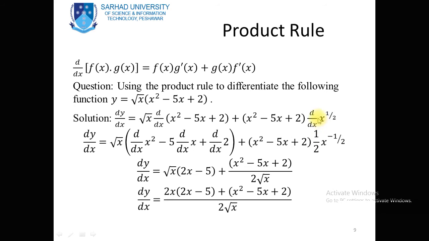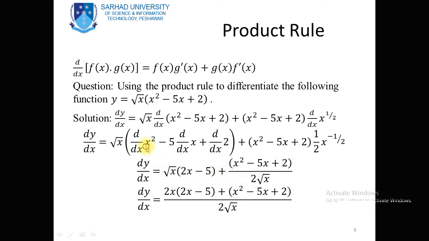Actually, when we take the derivative of x power 1 over 2 by using the power rule, we multiply the power with the coefficient and subtract 1 from the power, and we obtain minus 1 over 2, and x power minus 1 over 2 can be written as 1 over under root x, and 1 over 2 as it is. So by taking LCM, we obtain 2x into 2x minus 5 plus x square minus 5x plus 2 divided by 2 under root x. Multiplying this term with this term, we obtain 2 into x, and this term is as it is by using the LCM.